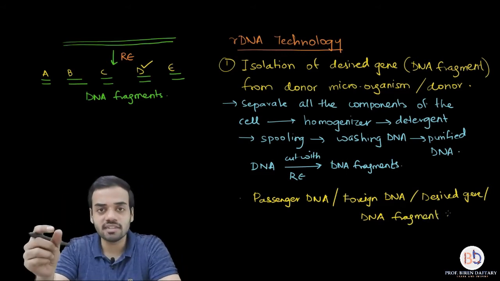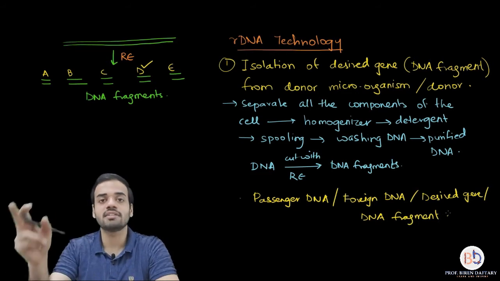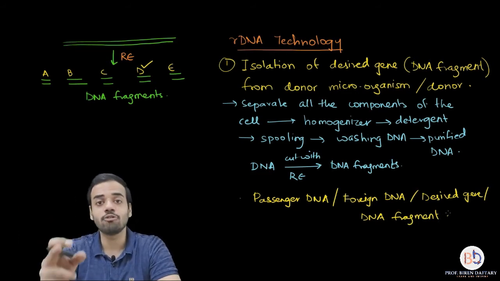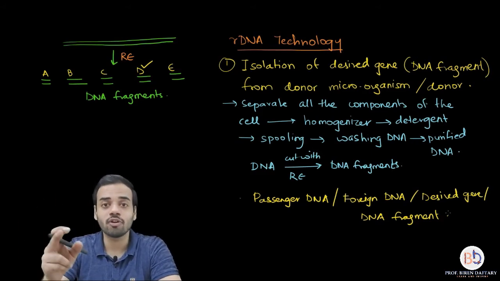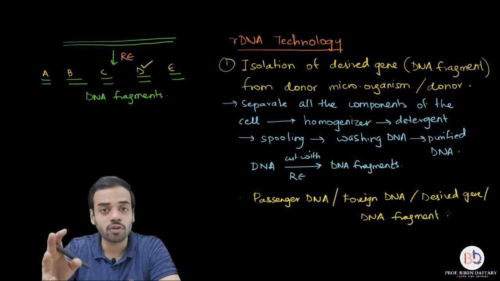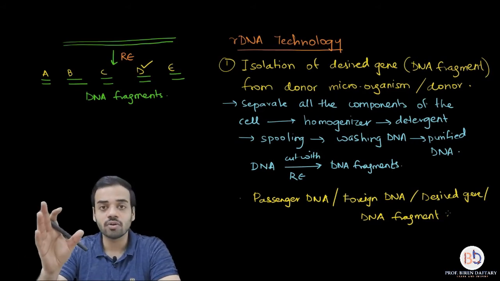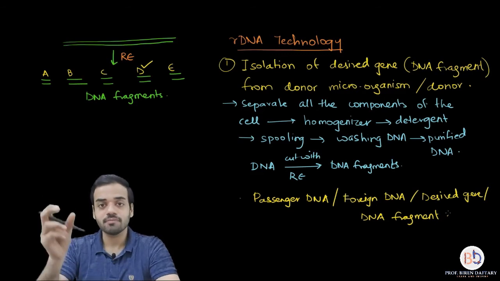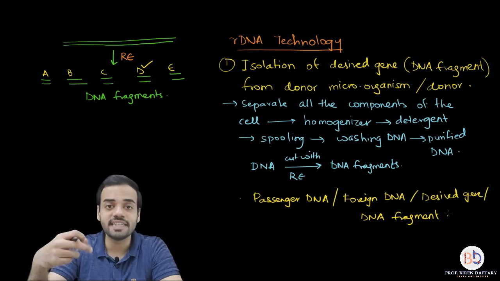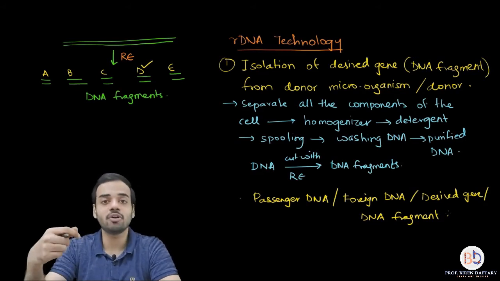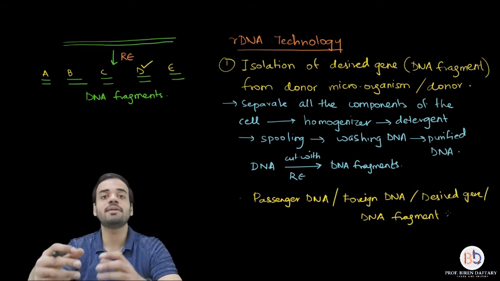The desired gene which you are going to insert into the cloning vector is also called the DNA fragment, the passenger DNA, or the foreign DNA. So if I use any of the four terms, the meaning is the same: the desired gene. Is this clear? Please remember, these desired genes which will be formed will have sticky ends, or cohesive ends, or staggered ends, or blunt ends.